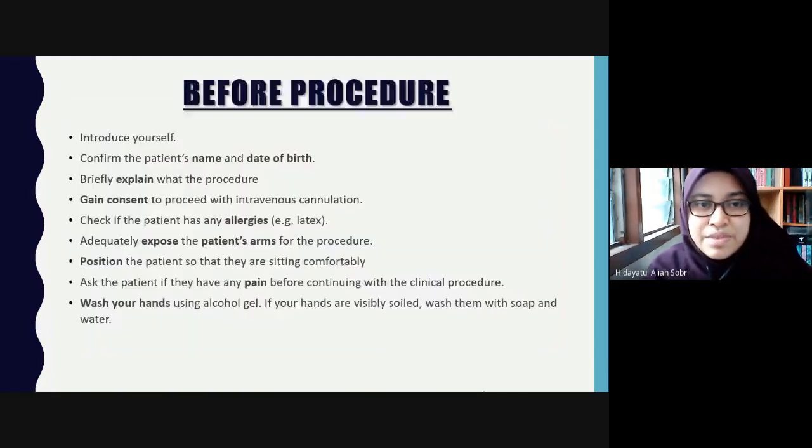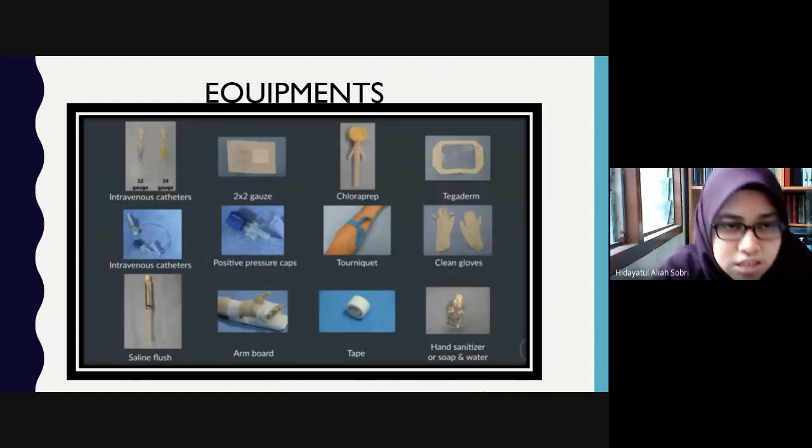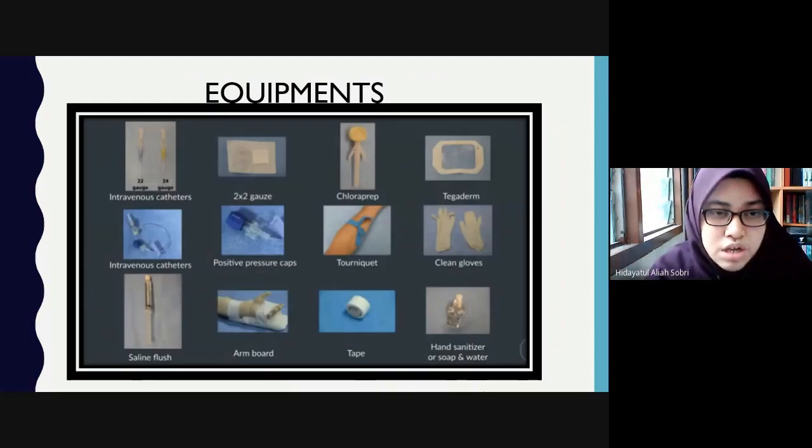So next slide. What is the equipment that we need to perform IV cannulation? Before that, we have to prepare the clean tray. So we gather the equipment, which are the intravenous catheters. Usually in pediatrics, we use around 22 gauge to 24 gauge, and the size depends on the age of the patient, the condition of the patient, and also what the primary use of the IV is. And then 2 by 2 gauze with chloroprep. This is optional.